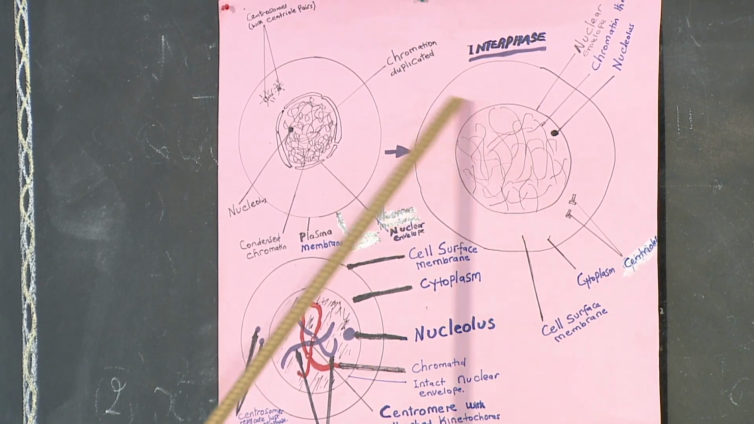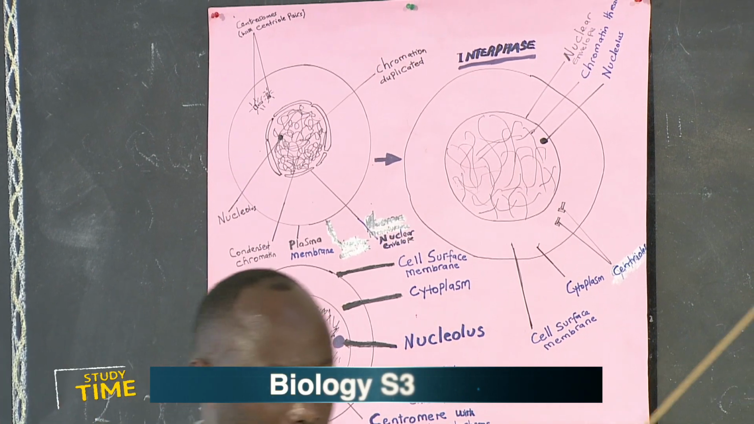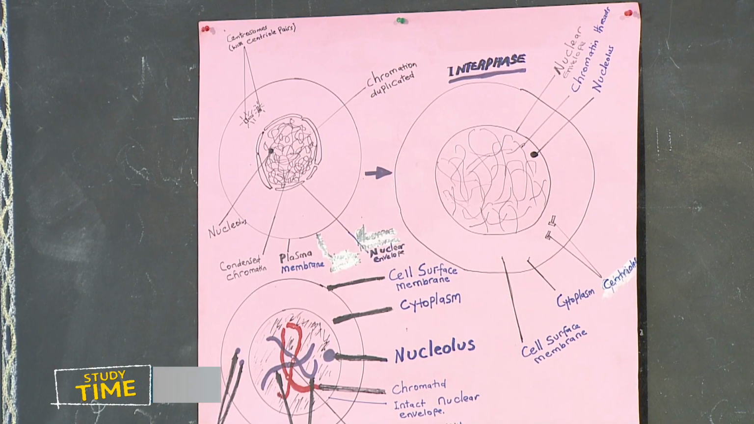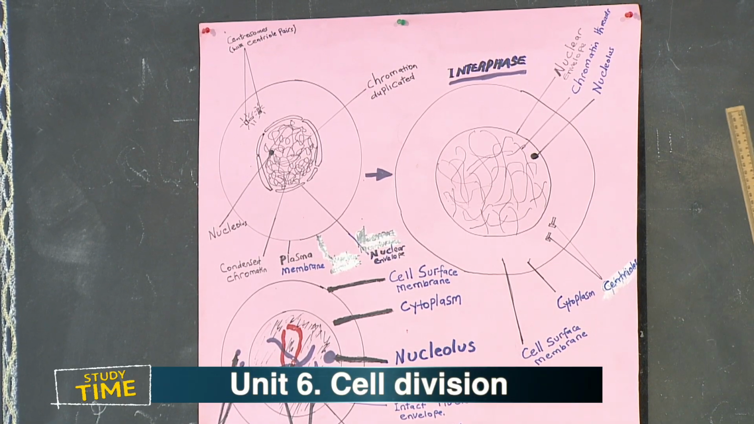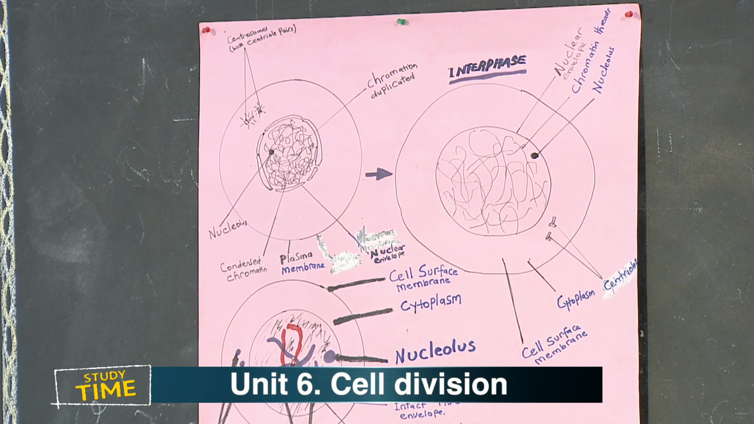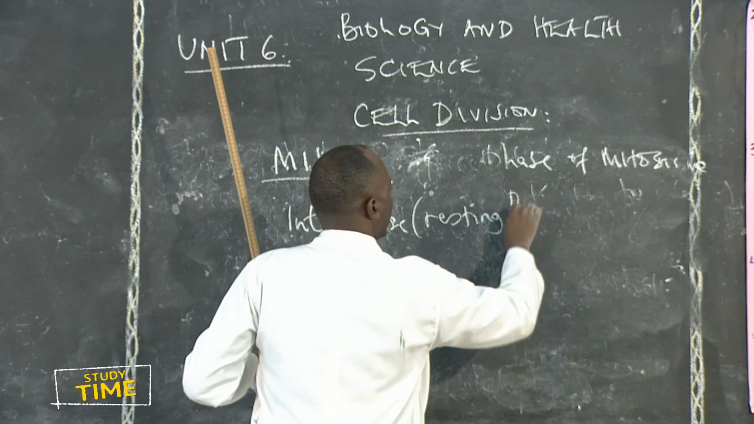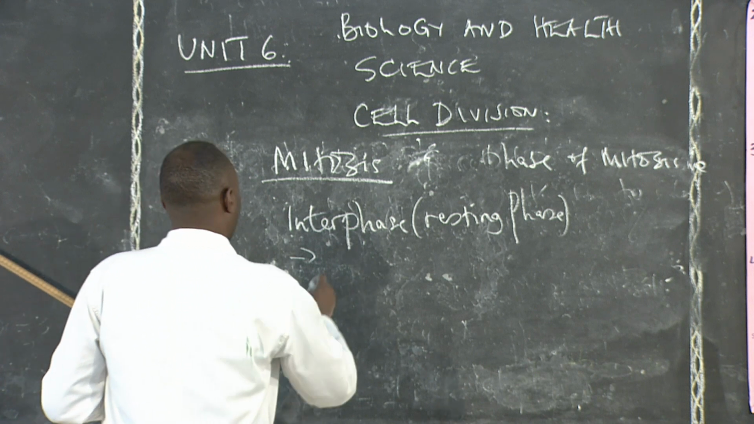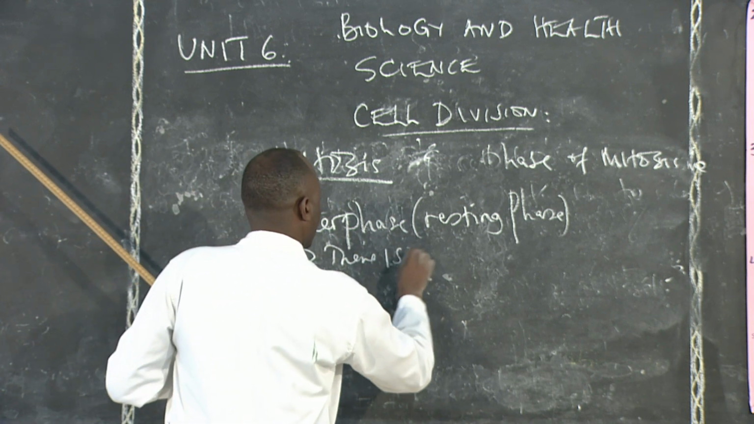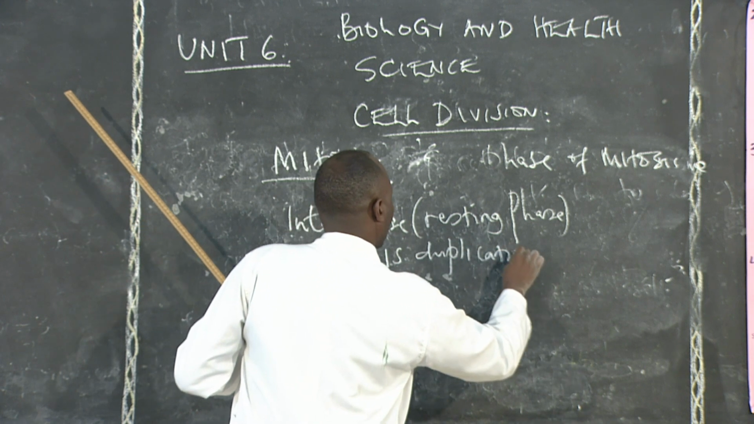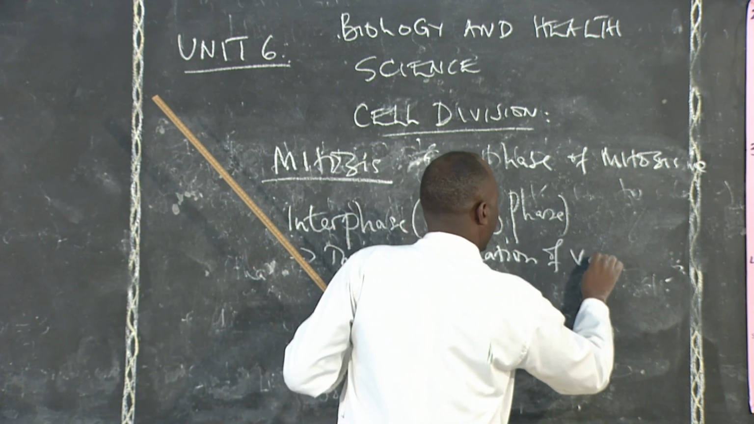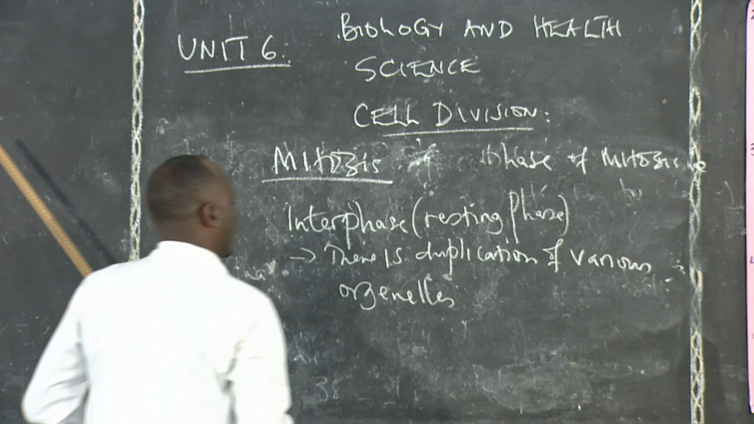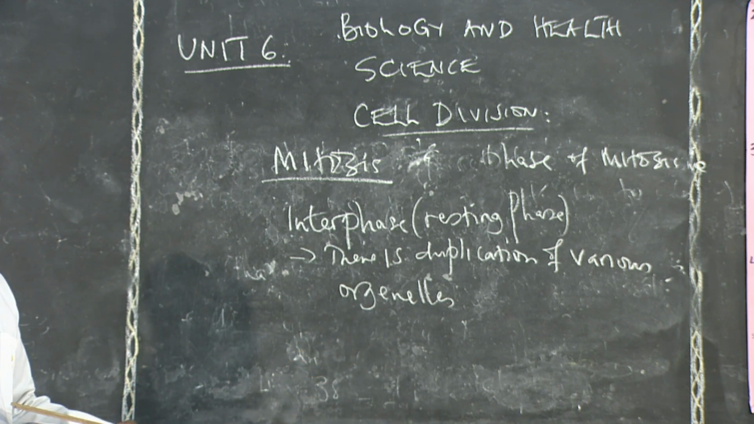Good. So what is taking place in that phase, which is called the interphase stage, referred to as the resting stage, the resting phase in biology? Here there is duplication of various organelles. As I say, duplication of various organelles, it means the organelles have to multiply and become very many.